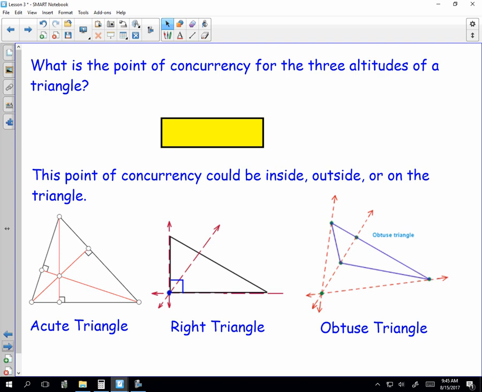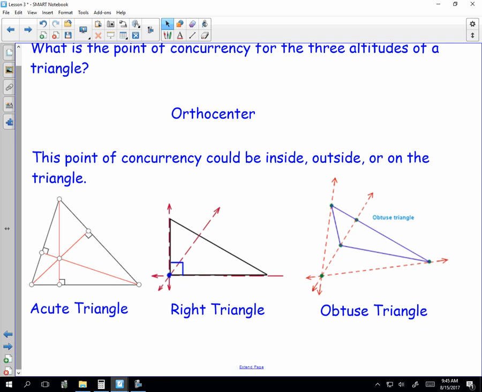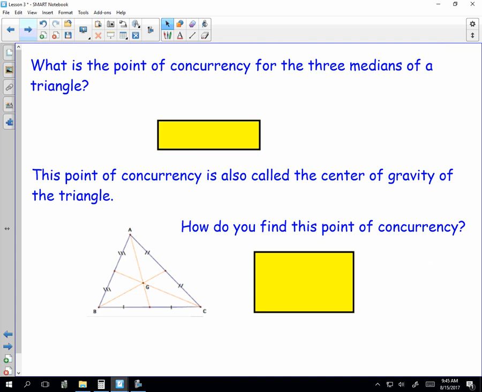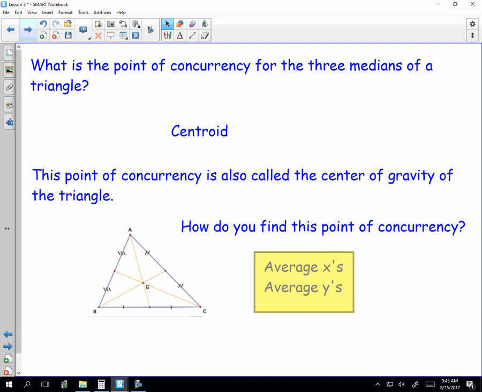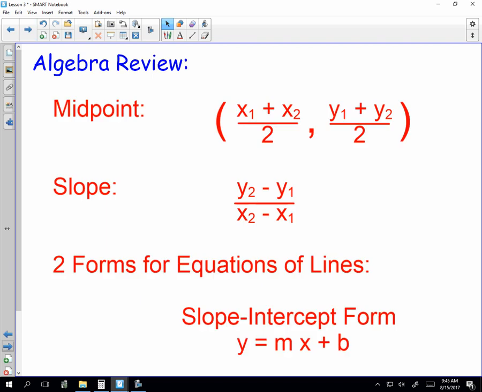Last one we have, what point of concurrency is for the three altitudes of a triangle? That is the orthocenter. This point of concurrency could be inside or outside based on the type of triangle. And notice, for a right triangle, the orthocenter is actually on the triangle, and it is one of the vertices. Last piece we have here, what point of concurrency is for the three medians of a triangle? Centroid. How do we find this? We average the x's, average the y's.